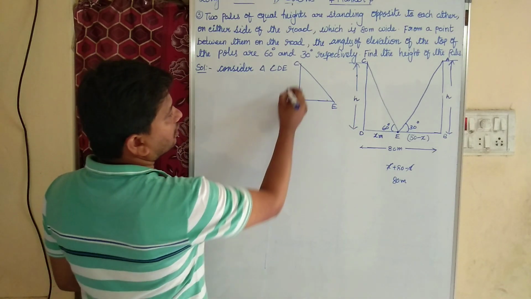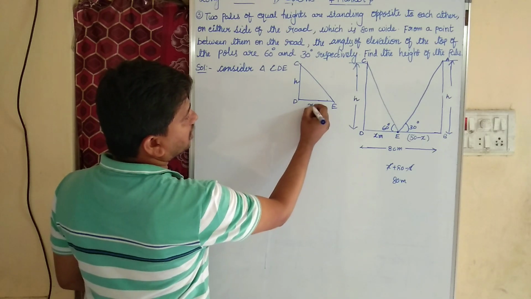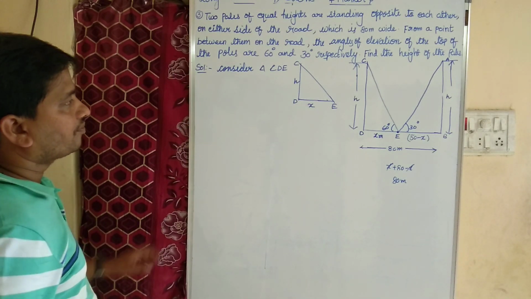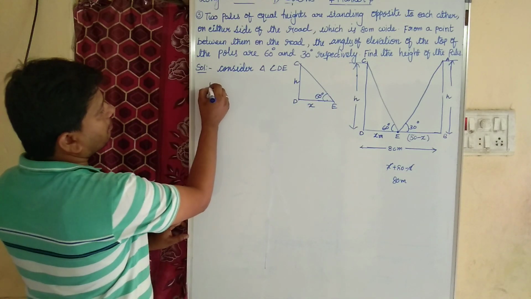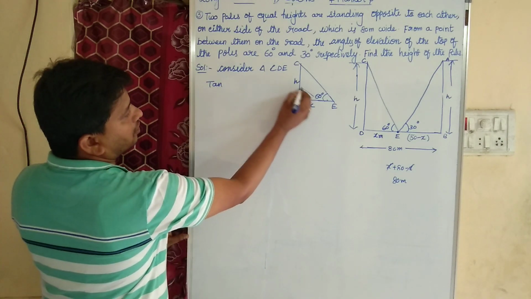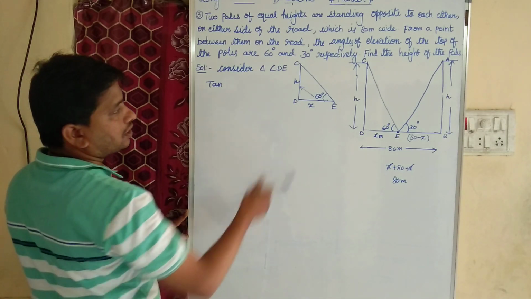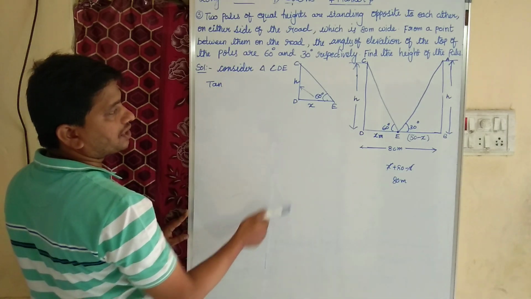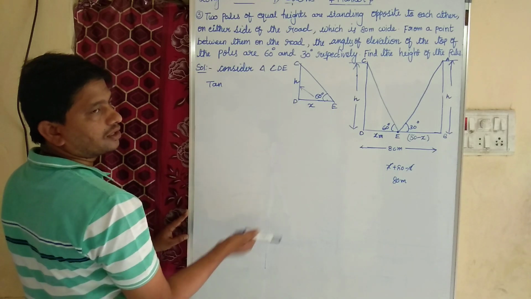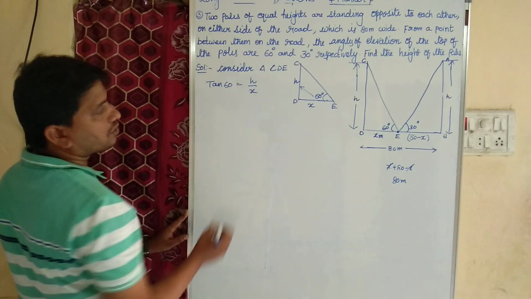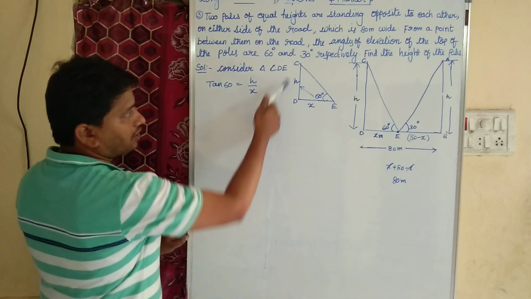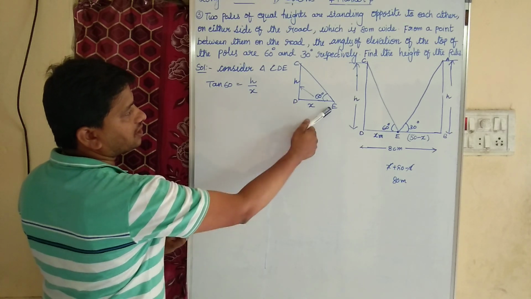Okay. What is CD? CD is h meters and what is DE? X meters. Right? So the angle of elevation is how many degrees? 60 degrees. Okay. Let us apply. H is opposite to angle 60 and X is adjacent to angle 60. Opposite by adjacent, which ratio? Tan ratio. Tan 60 equals opposite by adjacent. Opposite is CD, h, adjacent is DE, x.